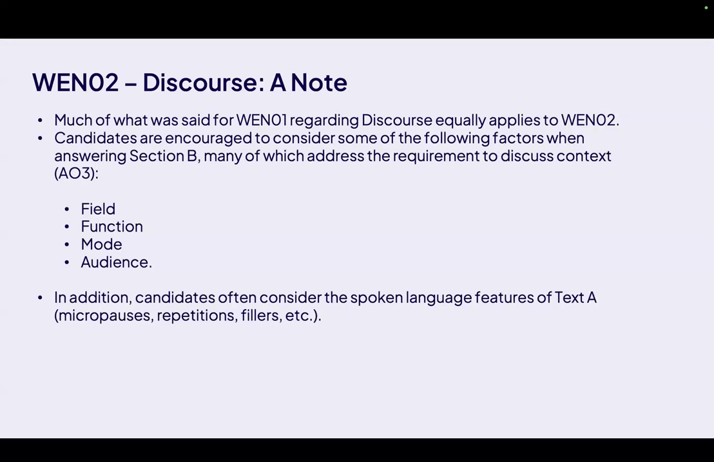In addition, candidates often consider the spoken language features of text A: the micropauses, the repetitions and fillers. It's all relevant, okay? Discourse can be blurred with graphology a little bit, so it's the presentation of the text as well. So it can be commented on, okay?